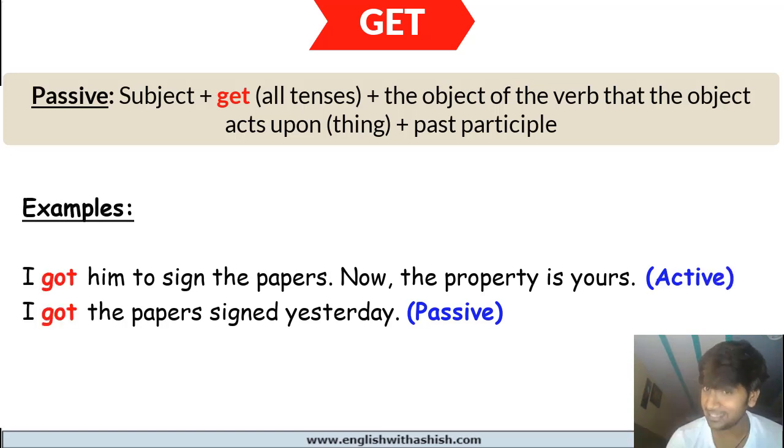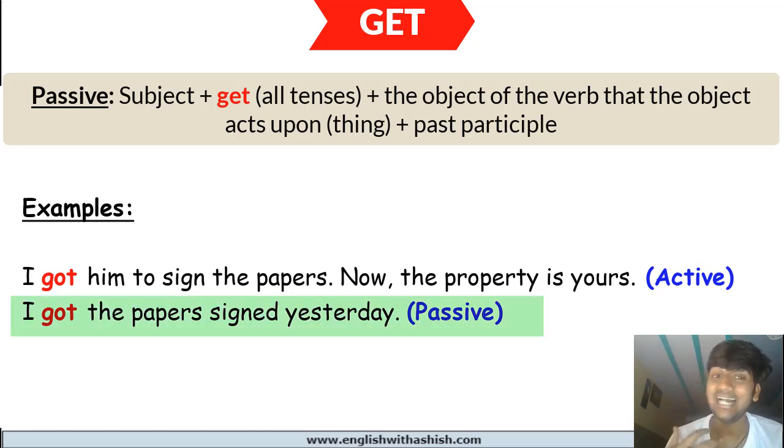Example number one, in the active voice, I got him to sign the papers. The very first example, I got him to sign the papers. Now the property is yours. I got him to sign the papers. Now, if you do not want to focus on the person who performed the action for you, you just want to focus on what the person did for you, you're going to use the passive structure and you're going to say, I got the papers signed yesterday, or I got the papers signed.